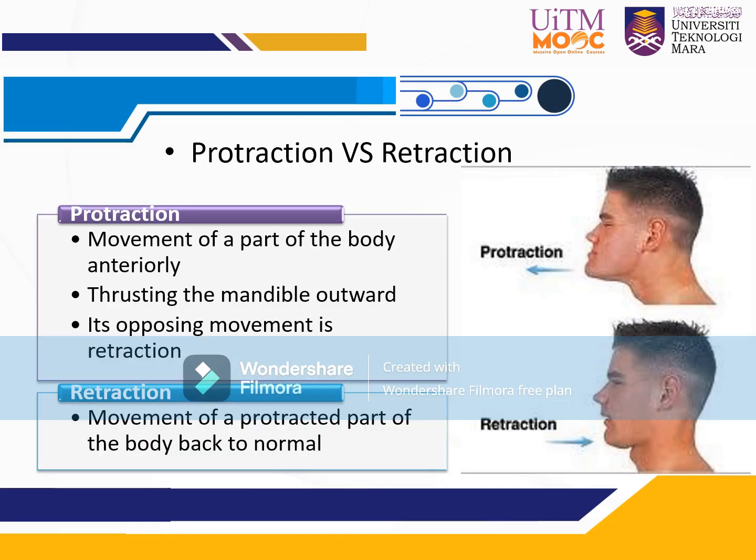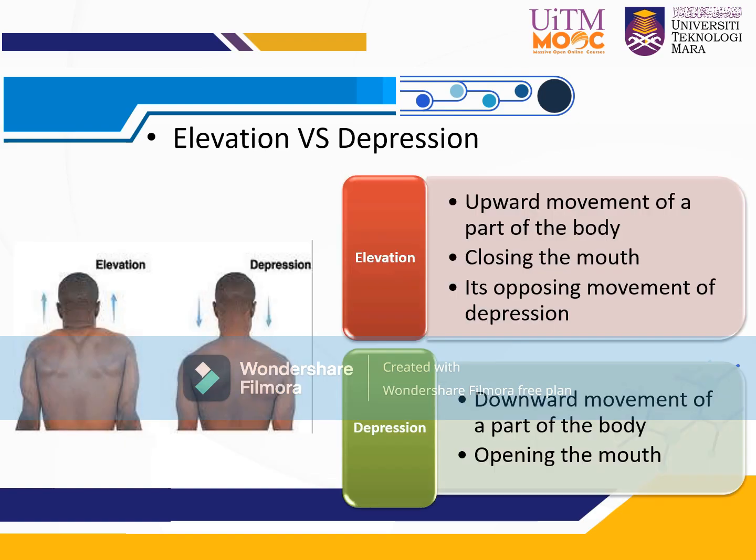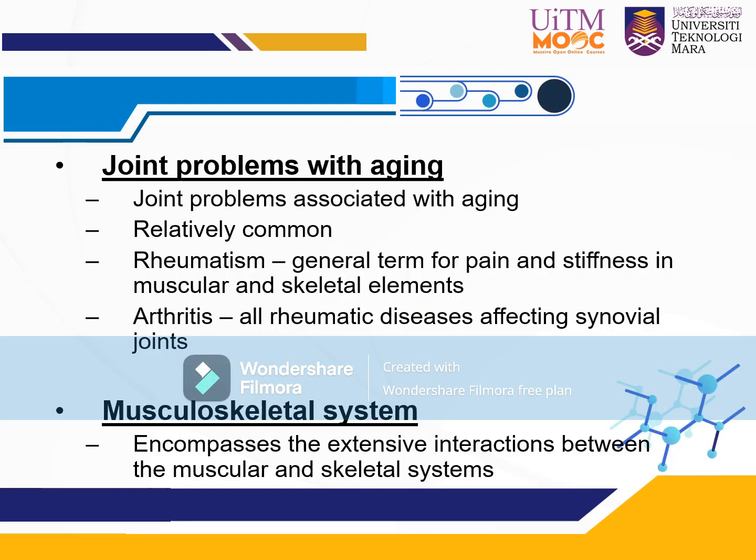Protraction and retraction. Protraction is a movement of a part of the body anteriorly. For example, thrusting the mandible outward, while retraction is movement of a protracted part of the body back to normal. Next is elevation and depression. Upward movement of a part of the body is known as elevation. For example, closing the mouth. Opposite to this movement is depression, the downward movement of a part of the body, such as opening the mouth.